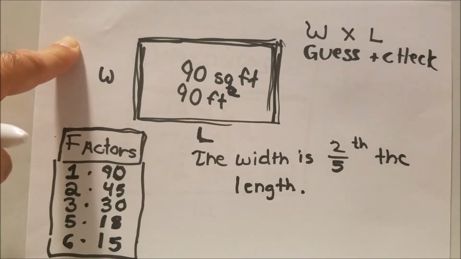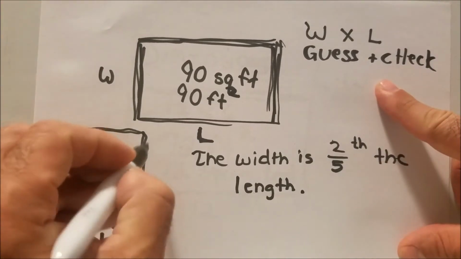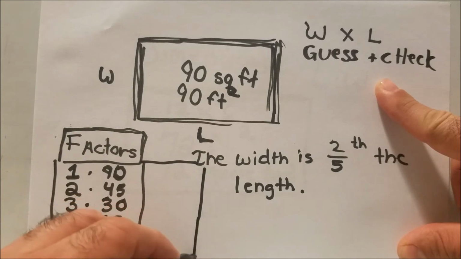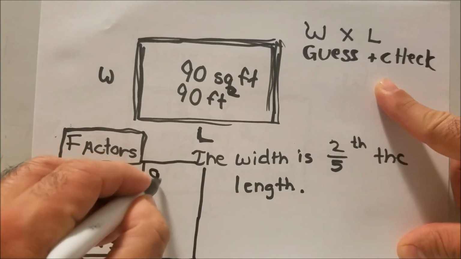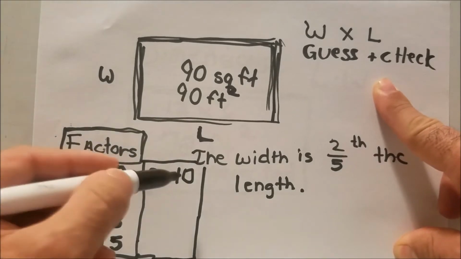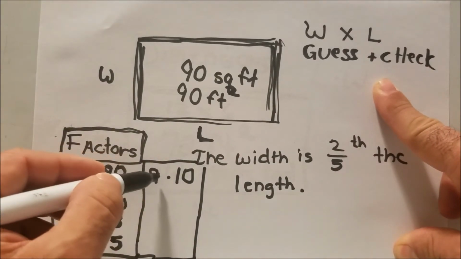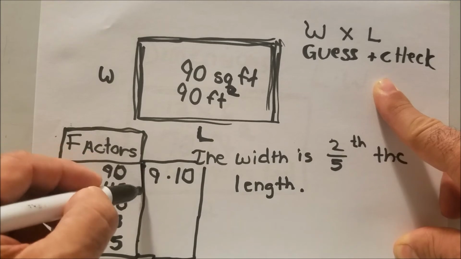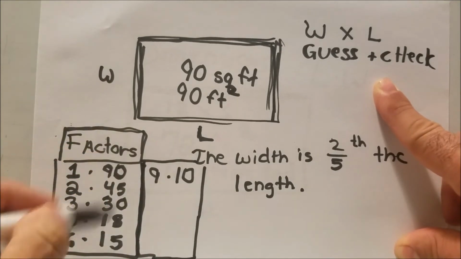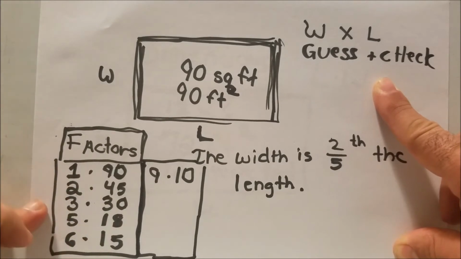What about 9? So let's do a couple more over here. Write that down. What about 9 times 10? That's 90. And by the way, you can see there's no more numbers because we're just talking about whole numbers now, not any decimals. So these are all the factors of 90.